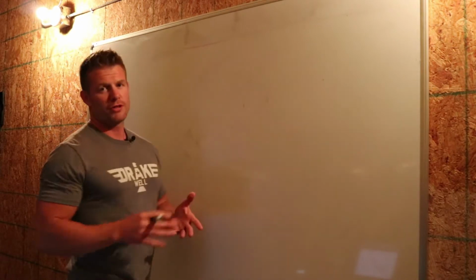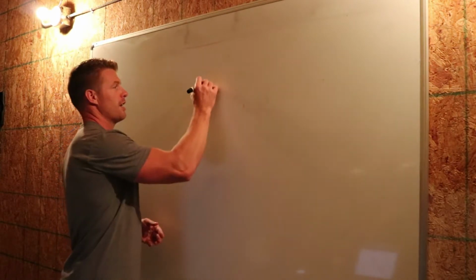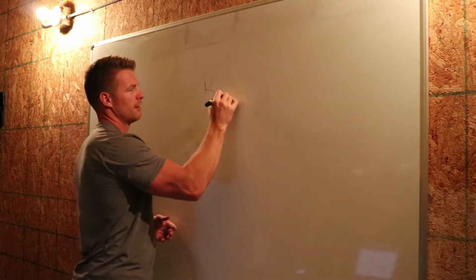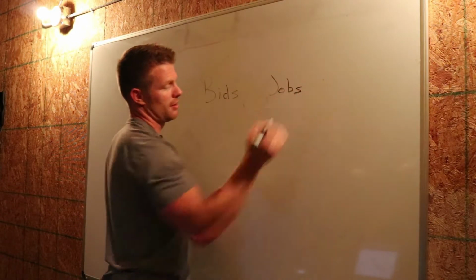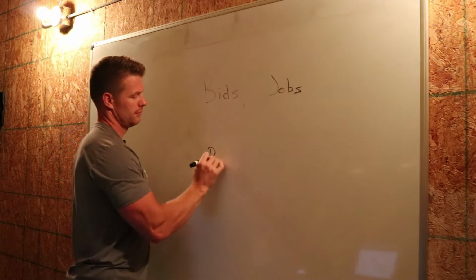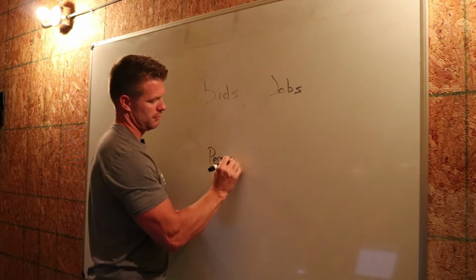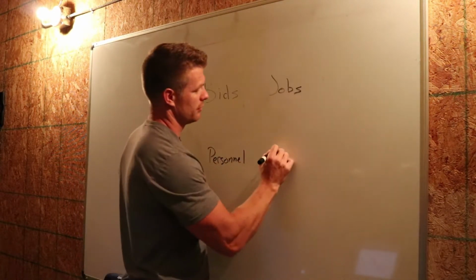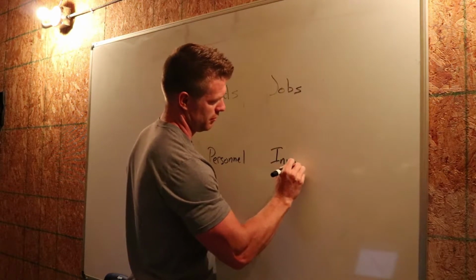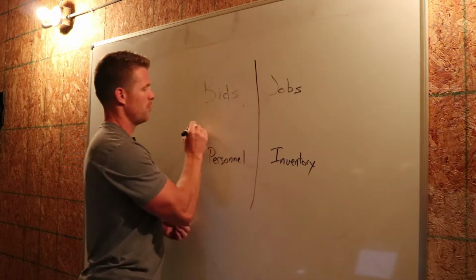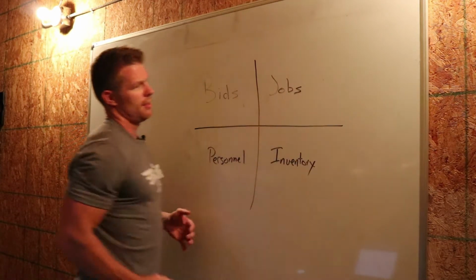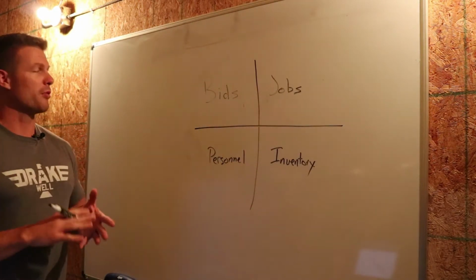Overall, Drakewell has four main sections, right? You have bids, you have jobs, you have personnel, and you have inventory. And these are basically the four building blocks that Drakewell uses to track different operational stuff.